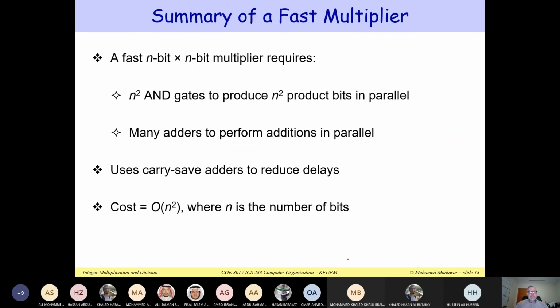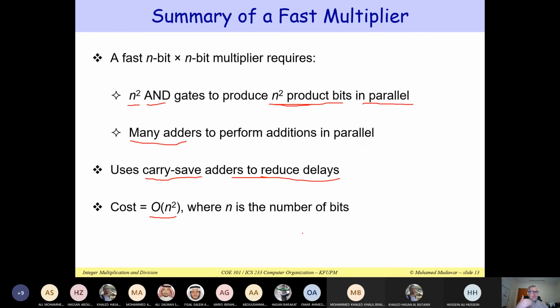So now this is a summary of a fast multiplier. Okay, so if you would like to multiply n bits by n bits, you need n squared AND gates. N squared, okay, AND gates. And these will produce n squared product bits in parallel. The most important thing is that it's going to produce them in parallel, okay? We need many adders to perform the addition in parallel. People use carry save adders to reduce delays. This is really the idea of carry save. And the cost is big O of n squared, where n is the number of bits.